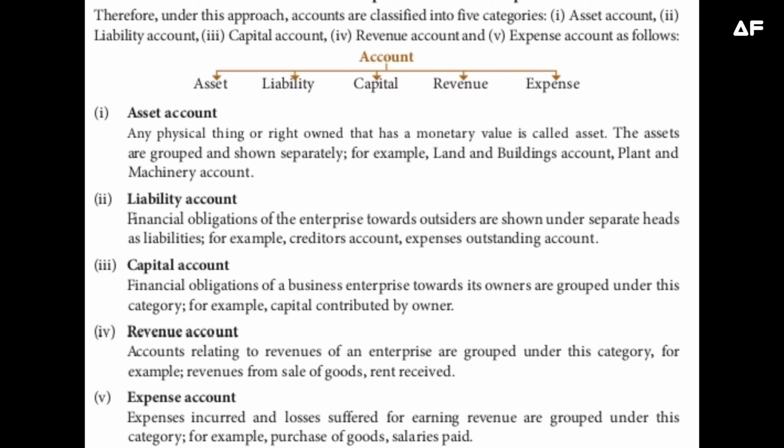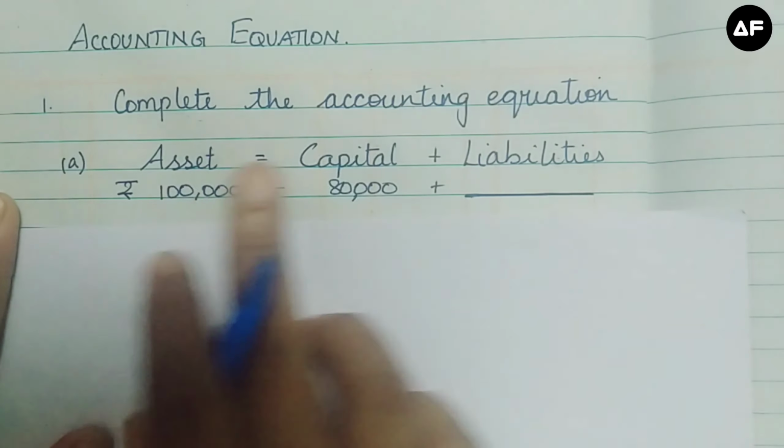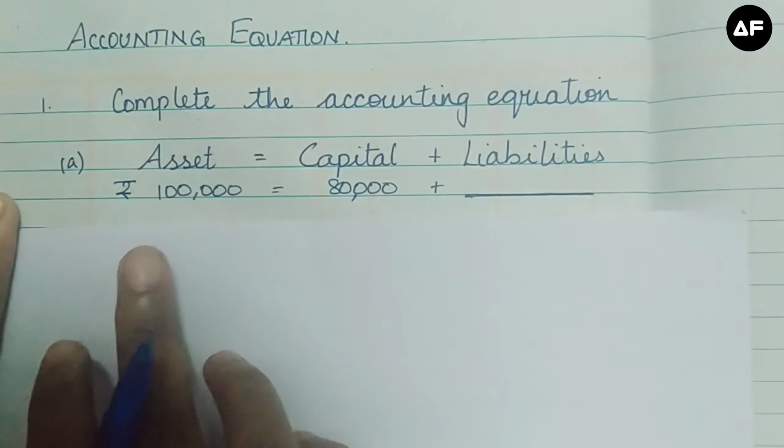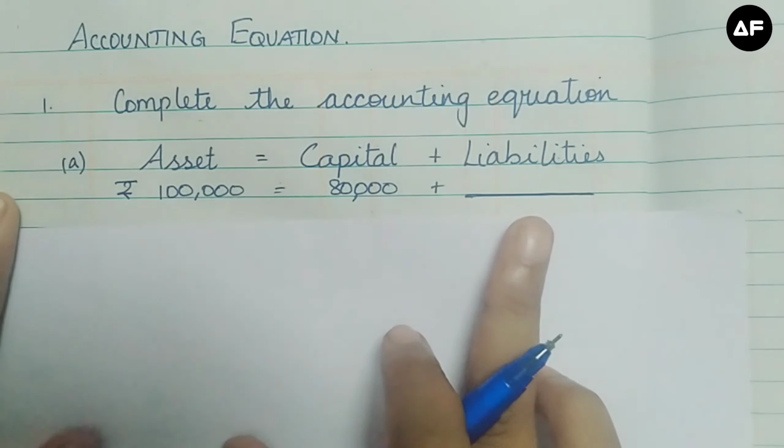So let's get into the problem and work it out and see the accounting equation. Let's look into the first problem from the Samacheer textbook of 11th standard. Complete the accounting equation, and they've given you the accounting equation: asset is equal to capital plus liability. The amount of asset is 1 lakh and the capital is 80,000. We are supposed to find out the liability.